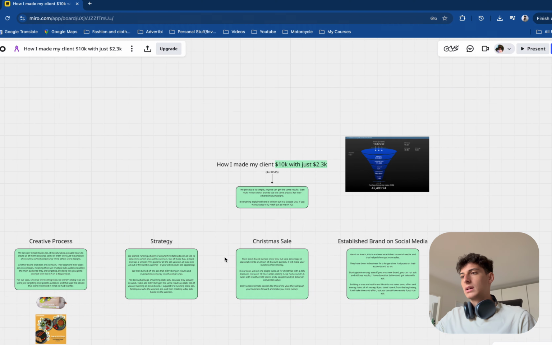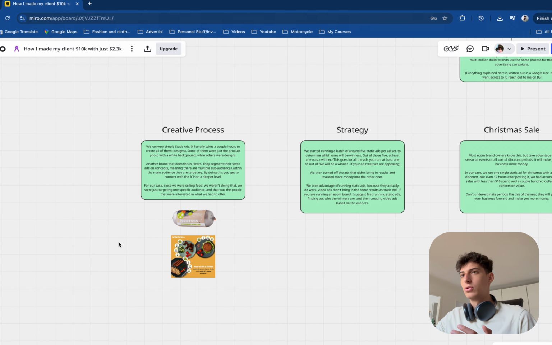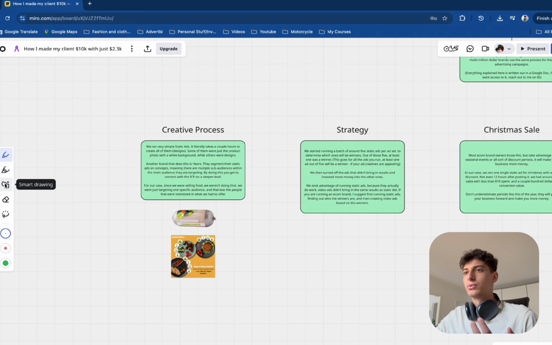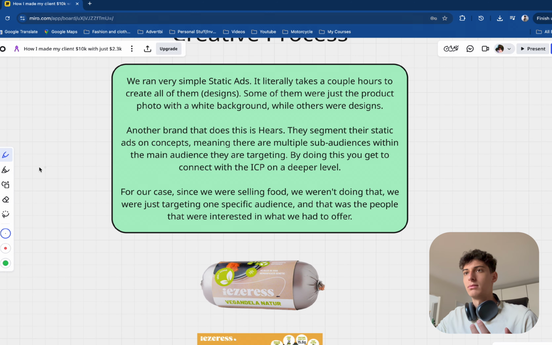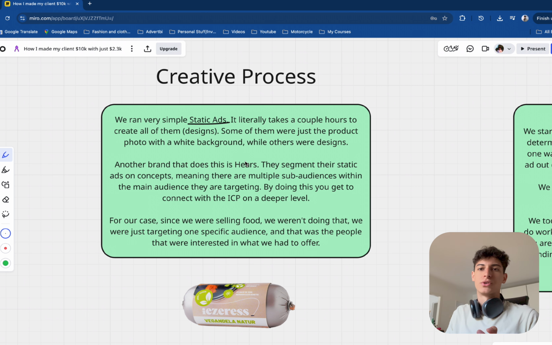Now, I have 5 things that I want to share with you here, and I'm gonna go within the creative process now. So we ran very simple static ads. It literally takes a couple hours to create all of them, and I'm talking about the designs. If you were to make designs by yourself, you can do it through Canva. All you would really need is a bit of inspiration from either your competitors or whatever ads you see online, and you can do it through Canva.